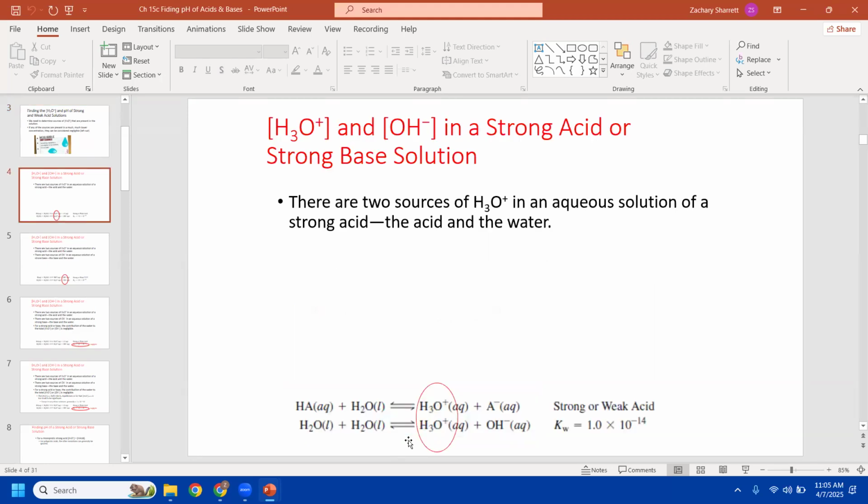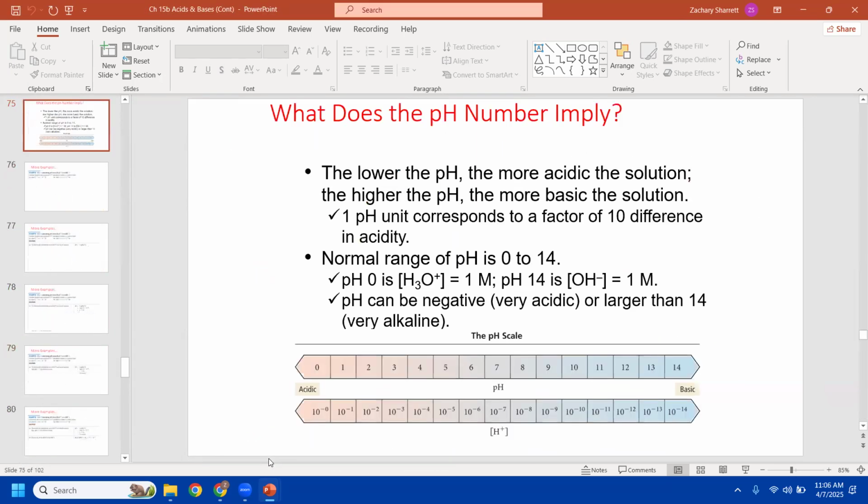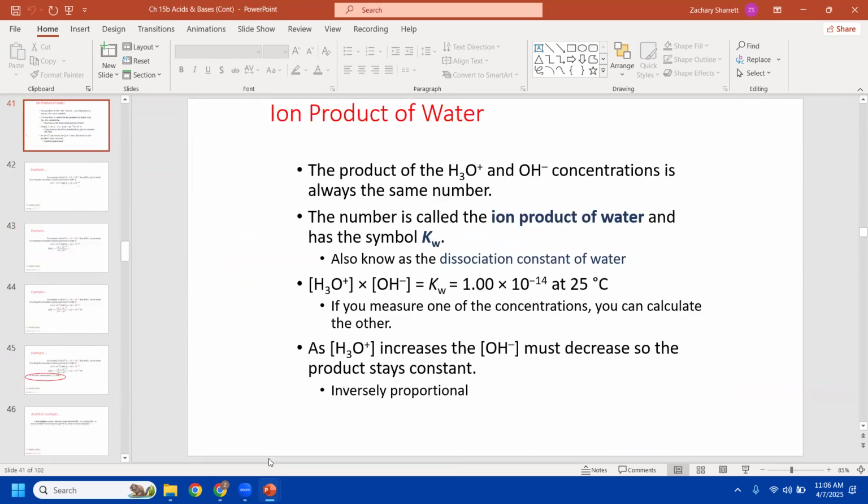So let's go ahead and look at some problems like this, okay? Now, with acids and bases, we have to determine if it's a strong acid or a strong base, or a weak acid or a weak base. How do we tell if something is a strong acid, Jack? It's just a list of strong acids that I gave you, and that list is located over here.